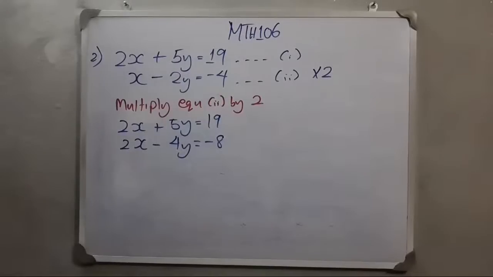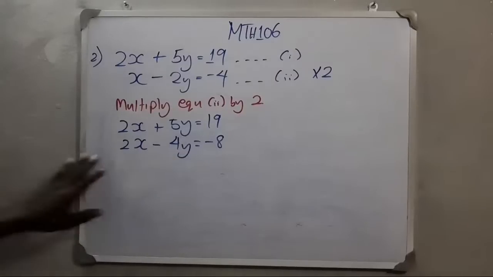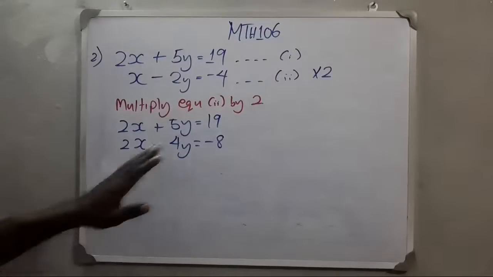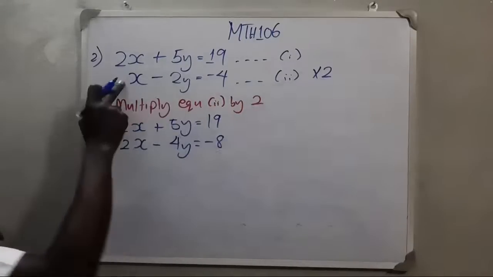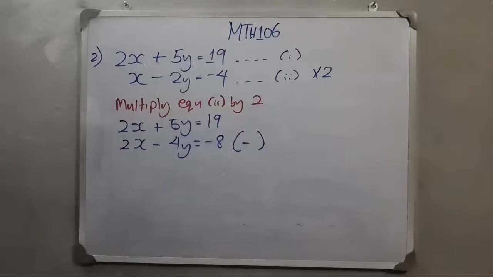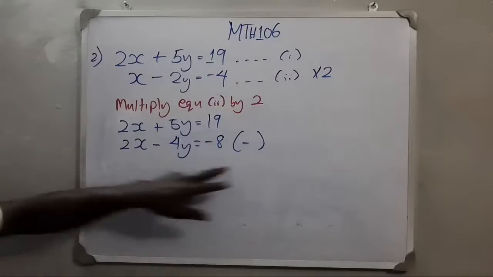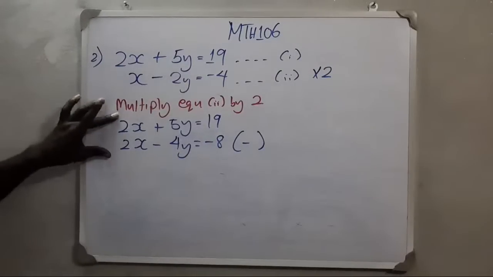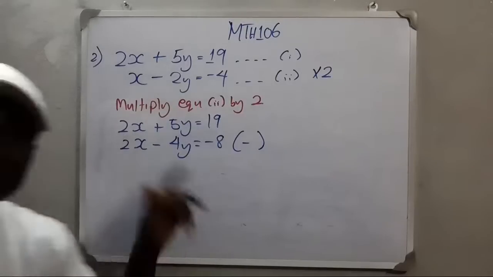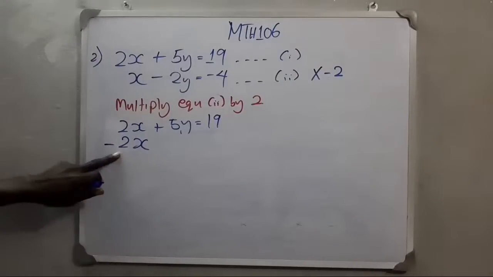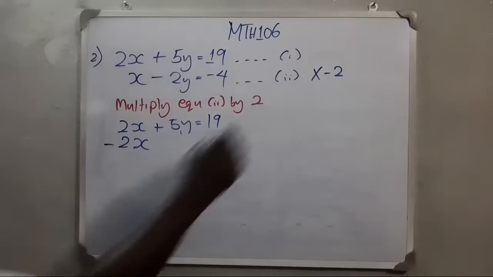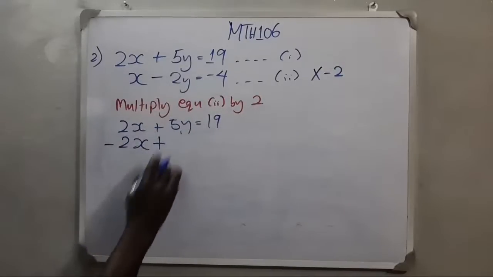But there's a but. If we have multiplied this with just 2, we will still not have achieved what we want. Multiplying this by just 2, we are still going to multiply this by minus to be able to eliminate this 2x, and it becomes minus 2x. Minus times minus here gives us plus.